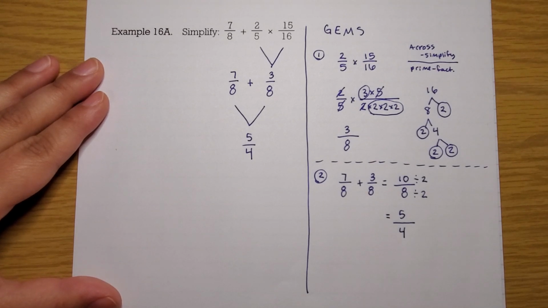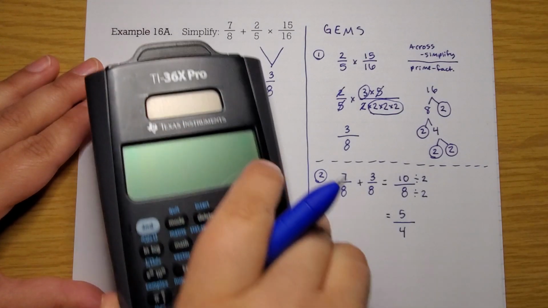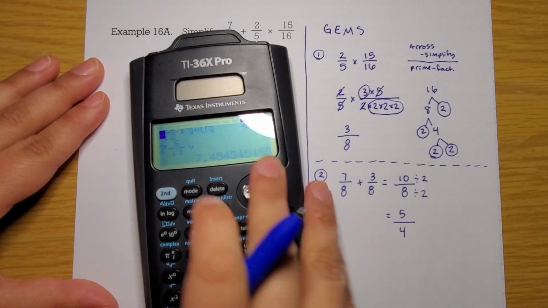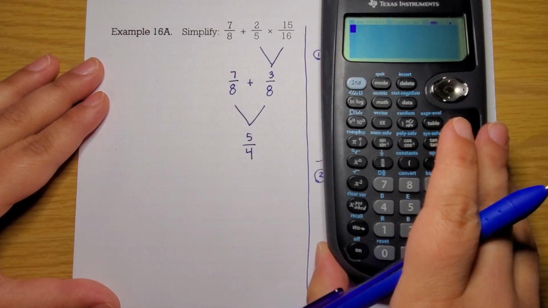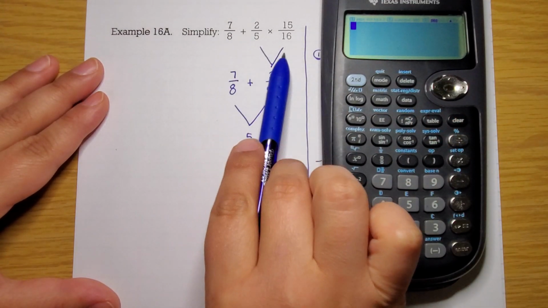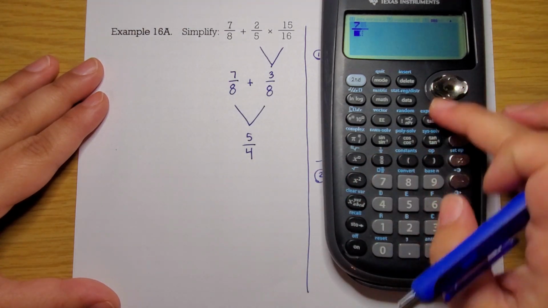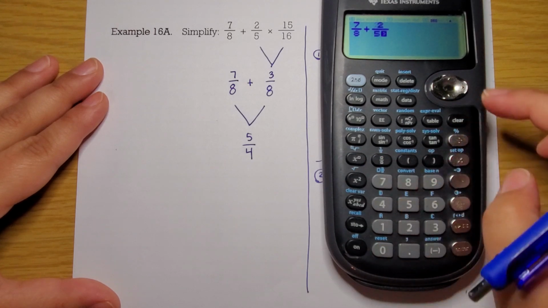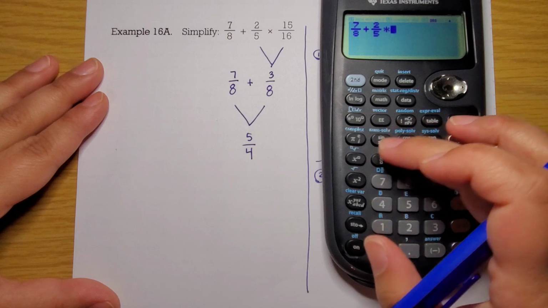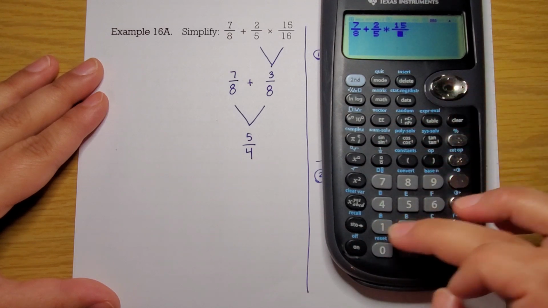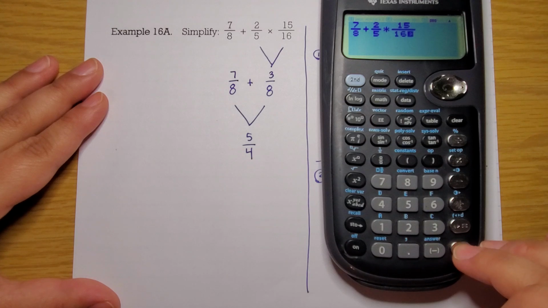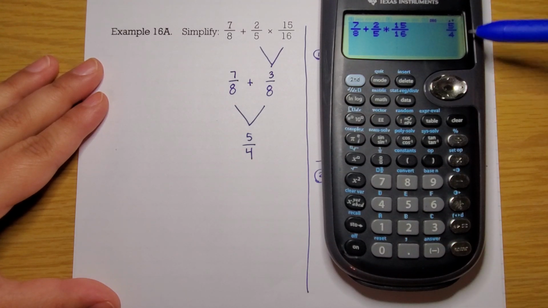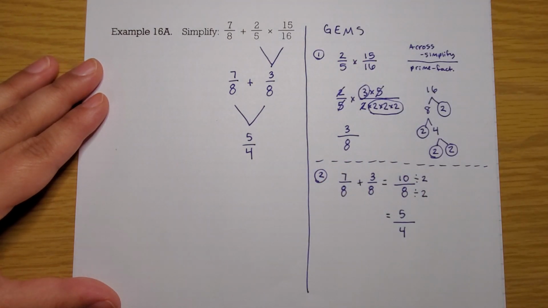Now, let's go ahead and use a calculator to check our answers here. So I'm going to bring in the old standby, the TI-36X Pro. And let's go ahead and type in the original problem. So we had 7/8 plus 2/5 times 15/16. Then we'll press enter, and we get 5/4, which is what we got here. Yes, I always like when that works out.